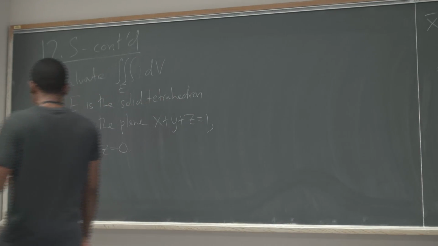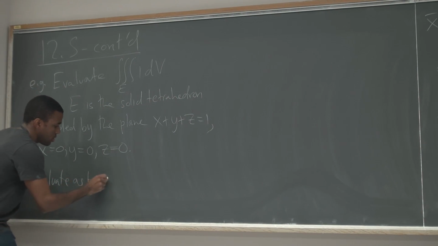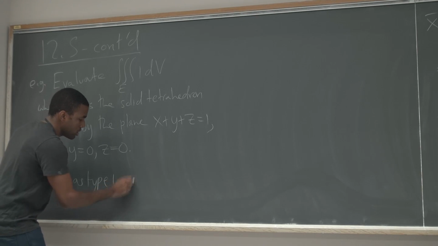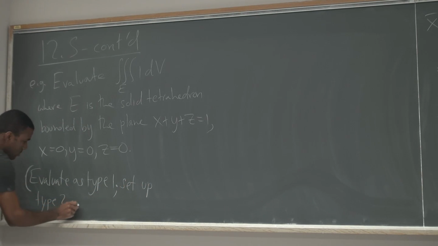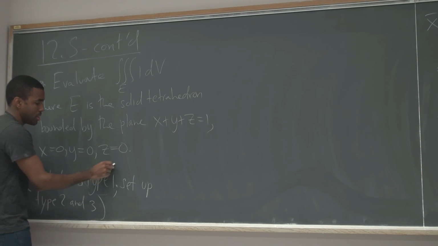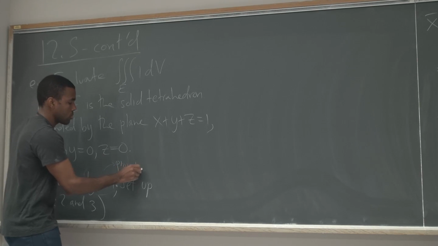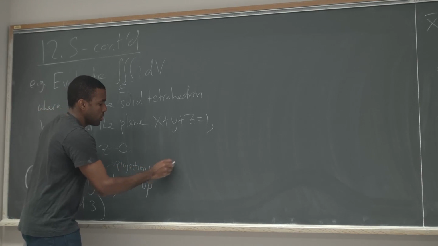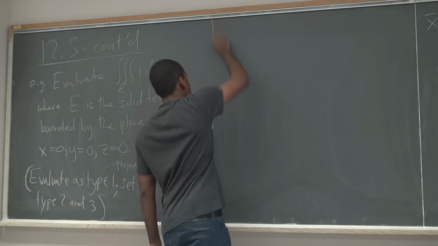Okay, so here what I wanted you to do was evaluate as a type 1, and then set up the type 2 and 3. To remind you, this is not something I'll ask normally, but I just want you to get the practice. Type 1 just means projection is in the XY plane. But I want you to practice setting up projections in other planes as well, because it does come in handy sometimes.